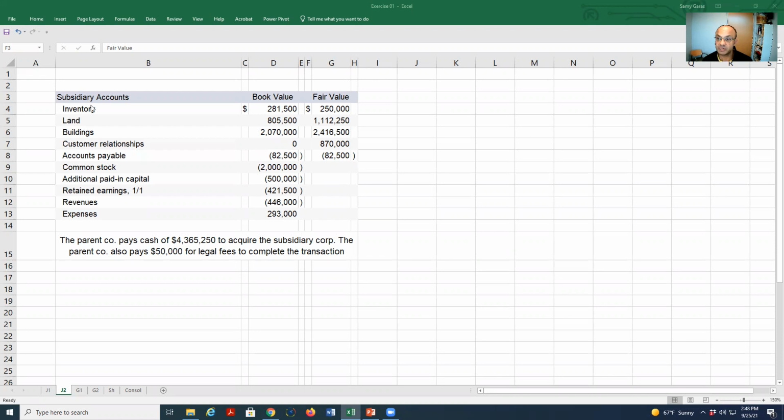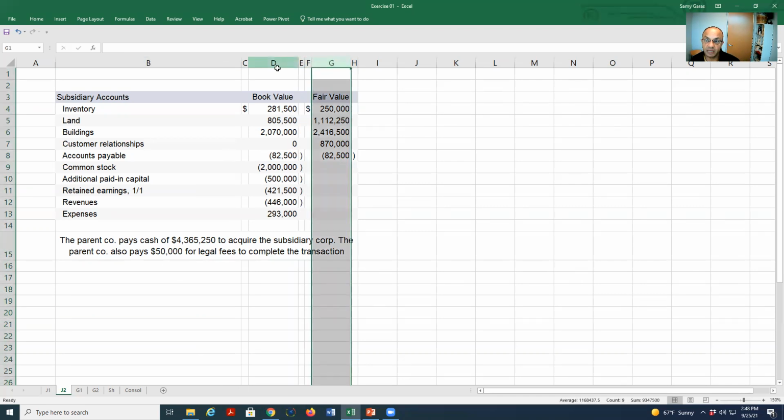And here we have the subsidiary accounts, inventory, land, building, customer relationship, and accounts payable, all of them at the fair value. However, the parent company pays cash of $4,365,250, and the parent company also paid some legal service. We learned from the previous example that when we make the acquisition journal, we take the fair value and ignore the book value of the assets and the liabilities.